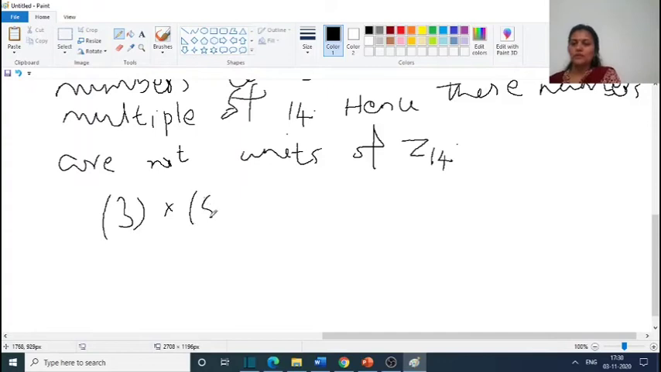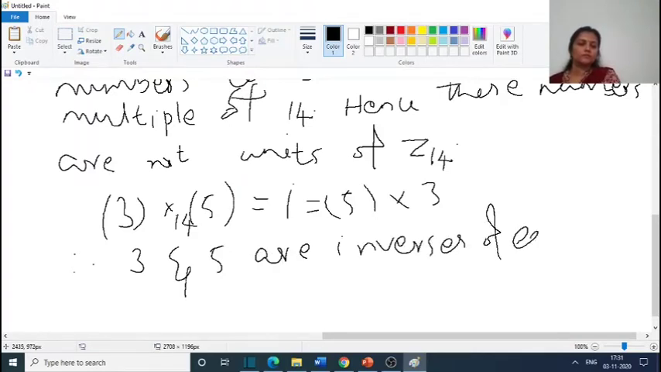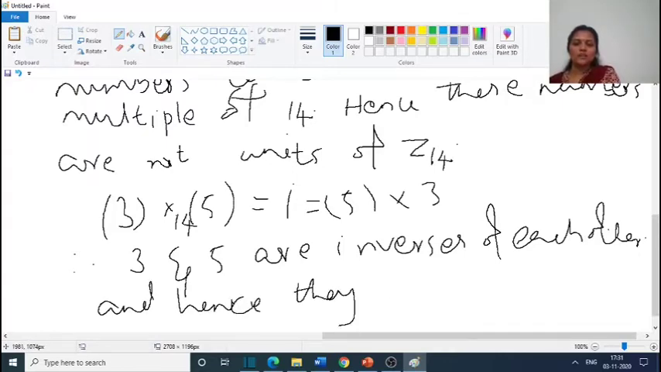3 into 5 is equal to, which is 3 multiplication modulo 14, 5, is equal to 3 into 5, which is 15. 15 divided by 14, the remainder is 1, which is equal to 5 into 3. Therefore 3 and 5 are inverses of each other, and hence they are units.